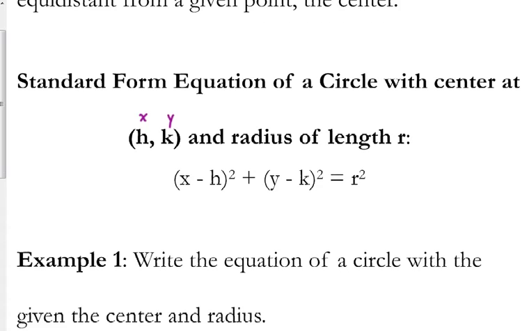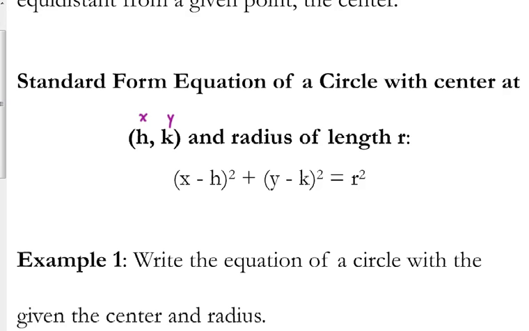So your standard form equation, when your center is at h, k, and your radius is length r, then you put it into the equation x minus h, you change the sign. It is not always a minus sign, but it's the opposite sign of whatever h was. So if h was positive, it is x minus h. If h is negative, then it's going to be x plus. Same thing for y minus k. And it is equal to the radius squared. This is what most people tend to forget, that it's equal to the radius squared, not just the radius.